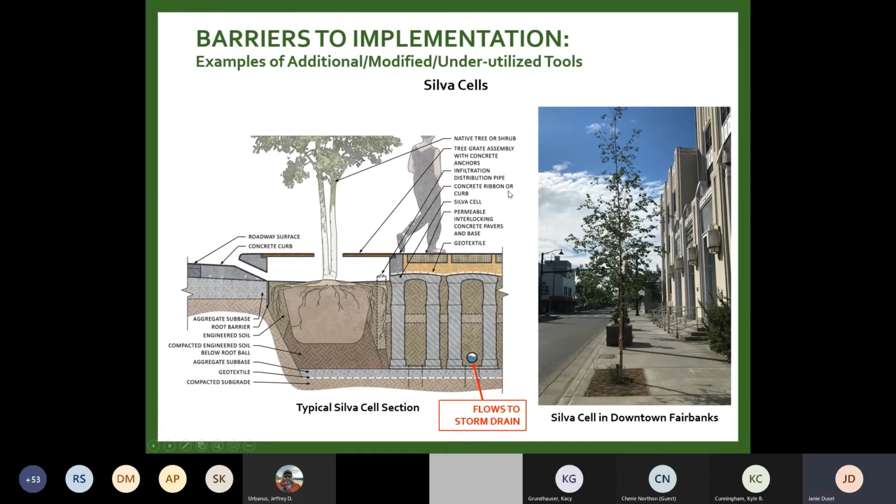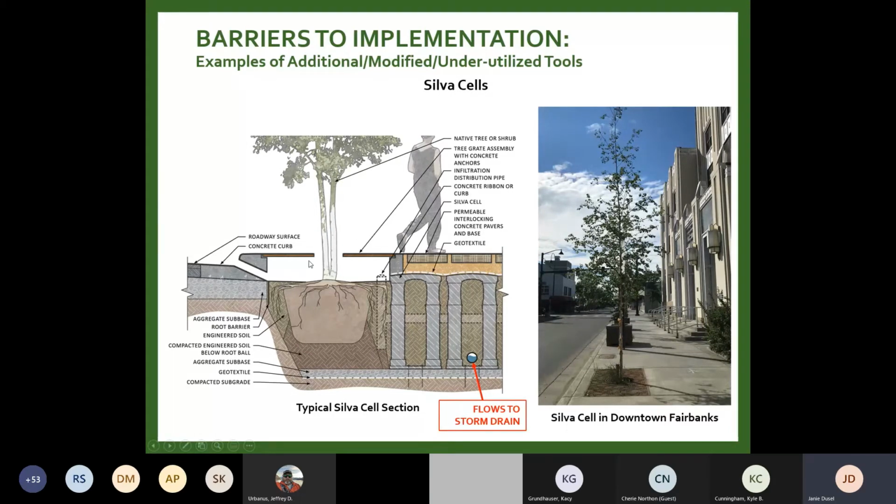Another tool that I think is very promising, has a lot of flexibility associated with it that a lot of people might not be familiar with, is called a Silva-Cell. So Silva-Cell is actually a proprietary product made by a company called Deep-Root. And I first became familiar with these in a project that we did up in Fairbanks. This is a picture of a Silva-Cell installed on Cushman Street in Fairbanks.